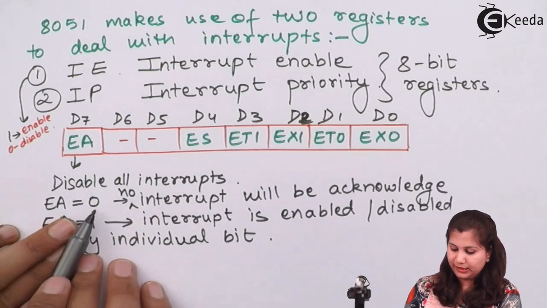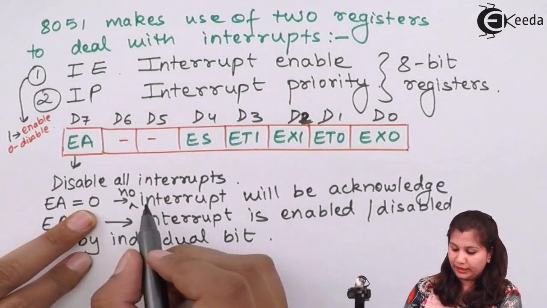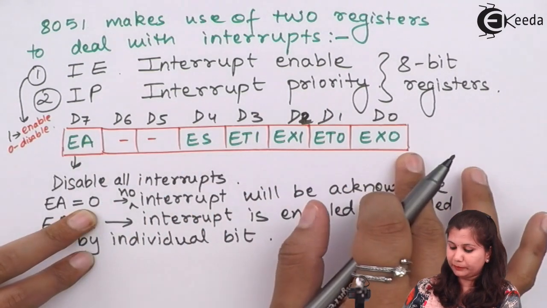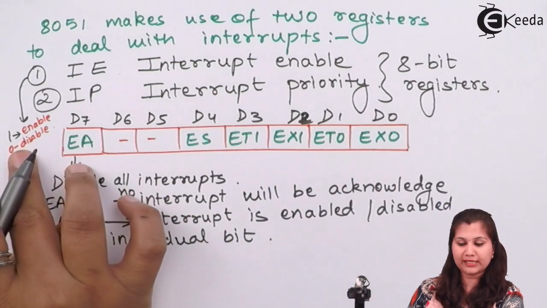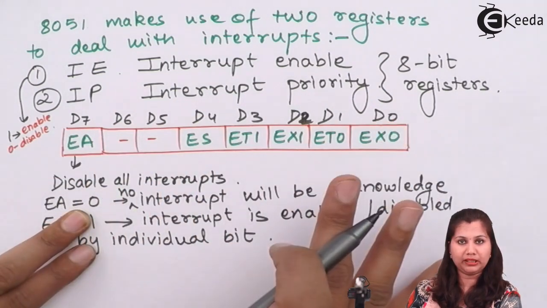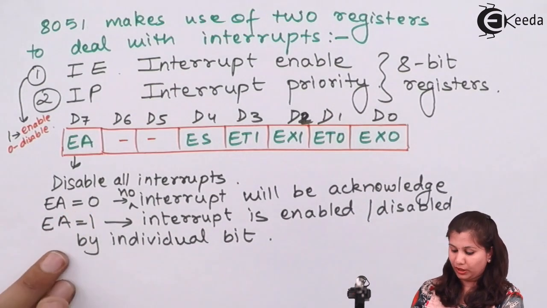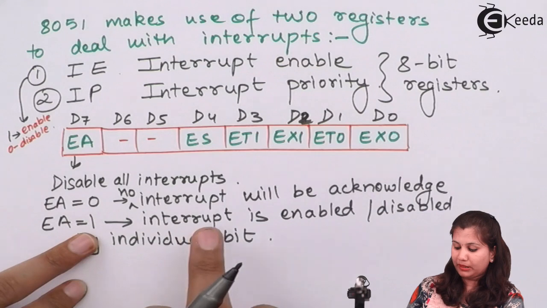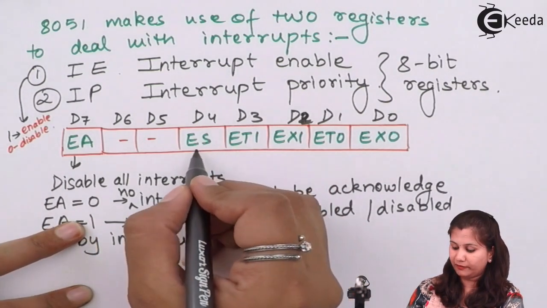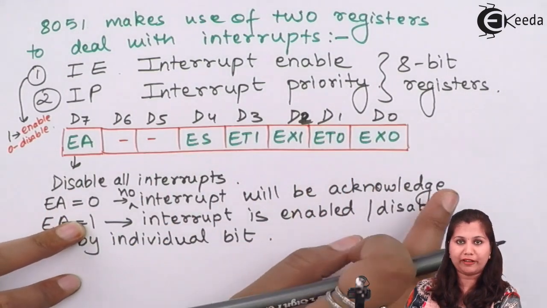So when EA is equal to 0, means this bit is reset, then no interrupt will be acknowledged, means all the interrupts will be disabled because 0 is for disable. So if this bit is 0, all the 5 interrupts will be disabled. No interrupt is going to be acknowledged by the microcontroller. And if this bit is 1, then enabling and disabling will depend upon the status of these 5 bits.